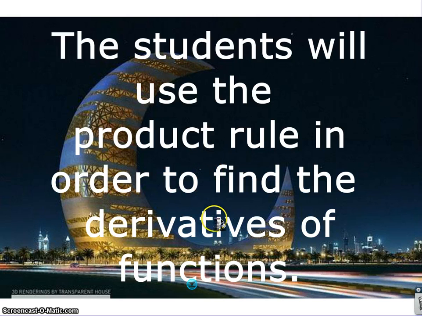Today we're going to be doing a little video on the product rule, and we'll explain a little bit about what the product rule is in order to find derivatives of functions. So there's our objective.